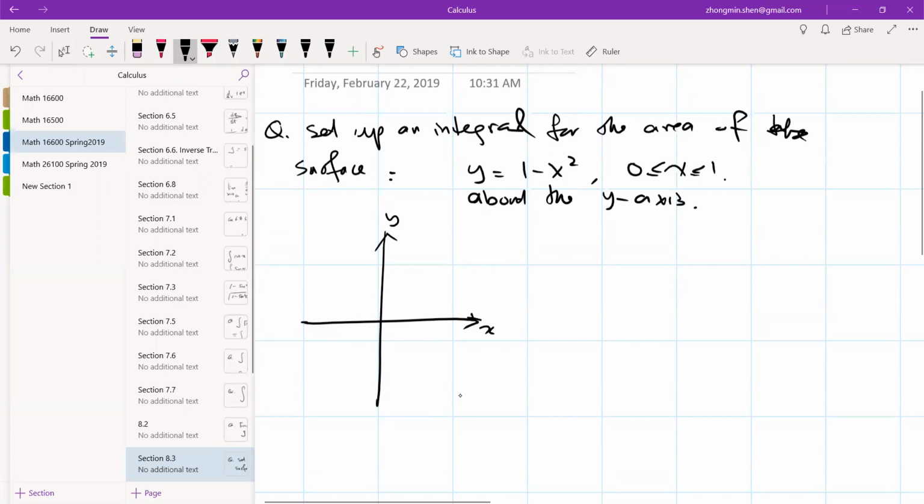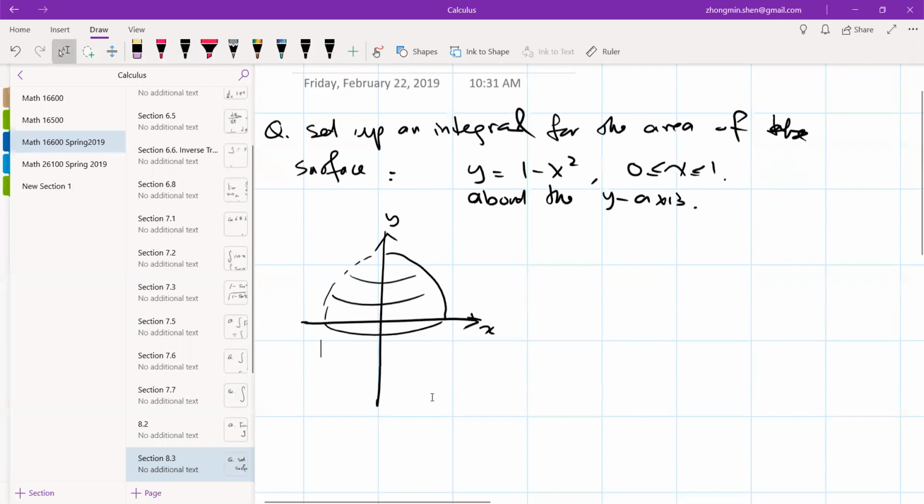So y equals 1 minus x squared is a parabola that opens downward. Okay, x is between 0 and 1. So that's the curve. This is the original curve you use, right? So you're going to rotate it about the y-axis. This is the picture you're going to get. So you get a surface. How do we set up an integral for the surface area?